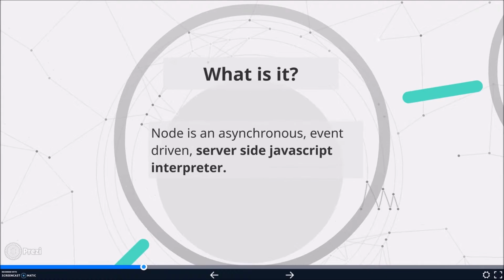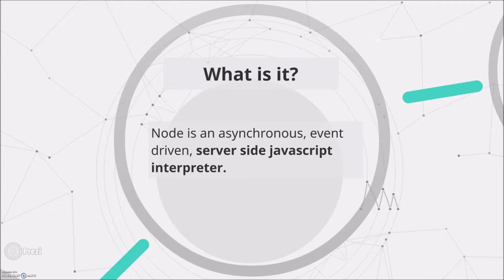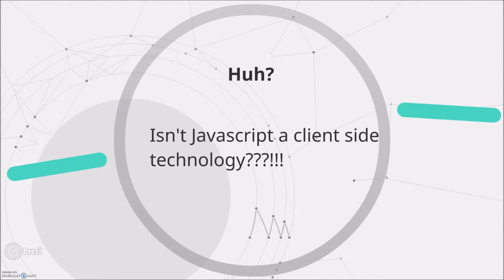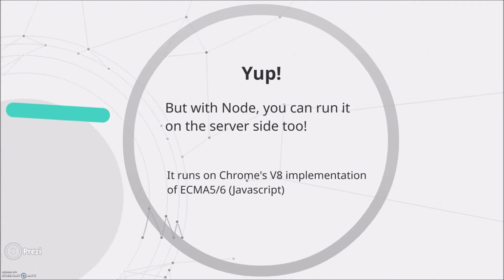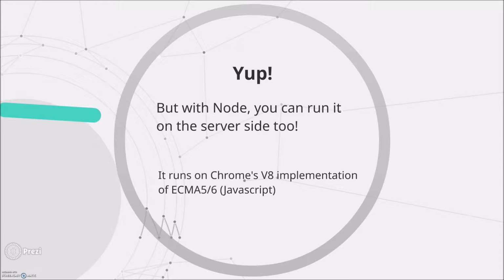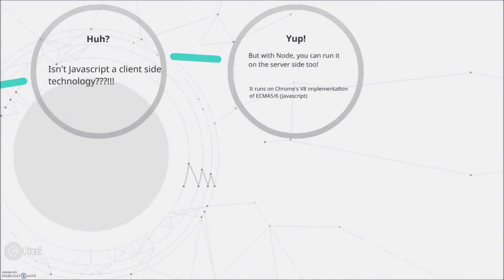Okay, so what is it? Node is an asynchronous, event-driven, server-side JavaScript interpreter. That's right, it's a server-side interpreter. And I know you're probably used to thinking of JavaScript as a client-side technology, but with Node you can run it on the server side too. And it uses Chrome's V8 implementation of ECMA5, although it does include some ECMA6 features, as we will see soon.